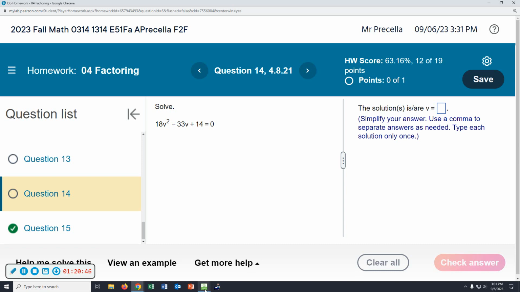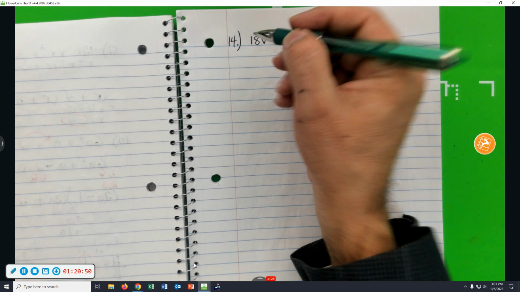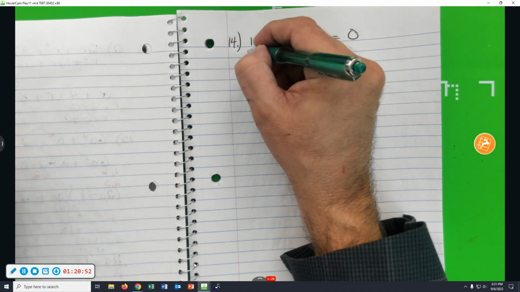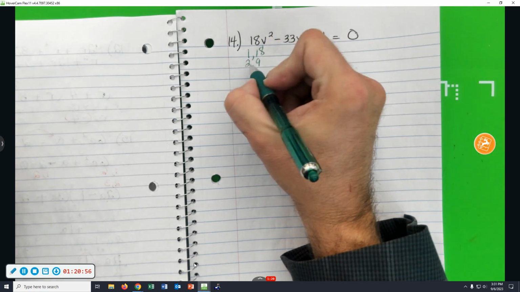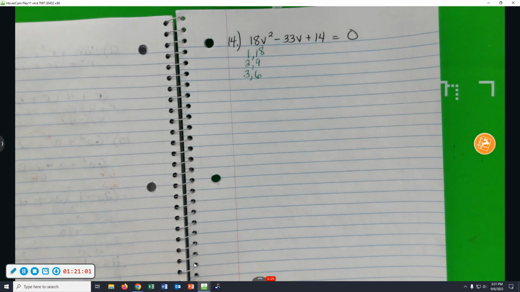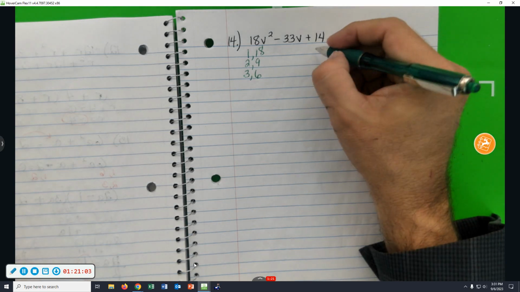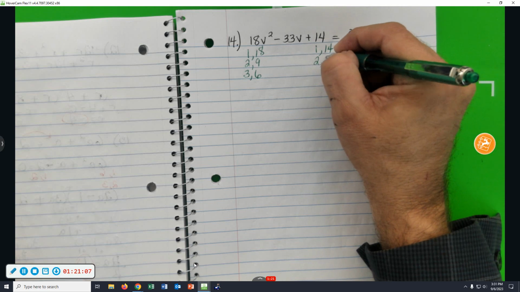Let me switch over to the paper. Okay. Numbers that multiply together to give 18. There's 1 times 18, 2 and 9, 3 and 6. Numbers that multiply together to give 14. 1 and 14, 2 and 7.